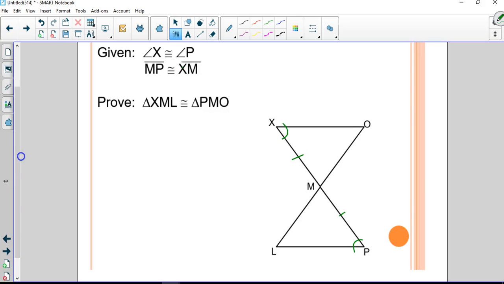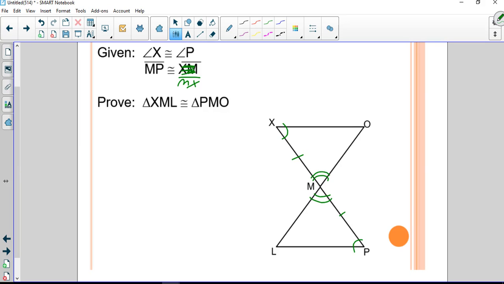And it probably should read MX to be precise, going in the same order. Starting at the center, going out to P, starting at the center, going out to X. Okay? So those are our 2 givens, those are our 2 marks. But don't forget, we also know vertical angles. We always want to mark those wherever possible.